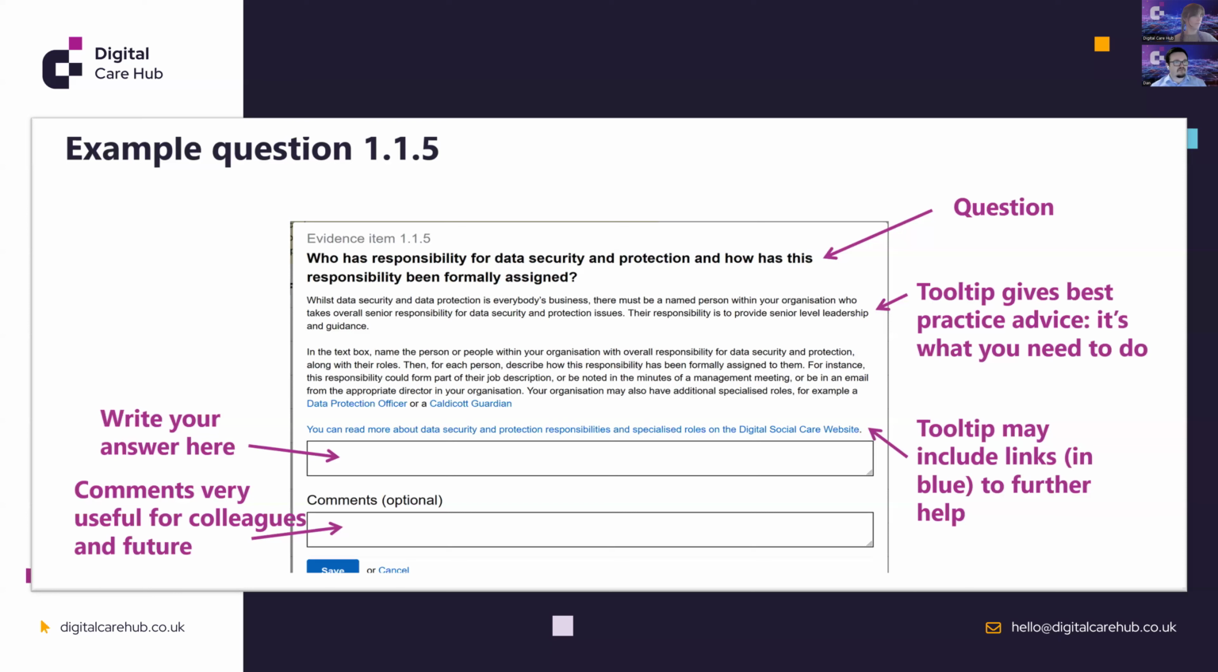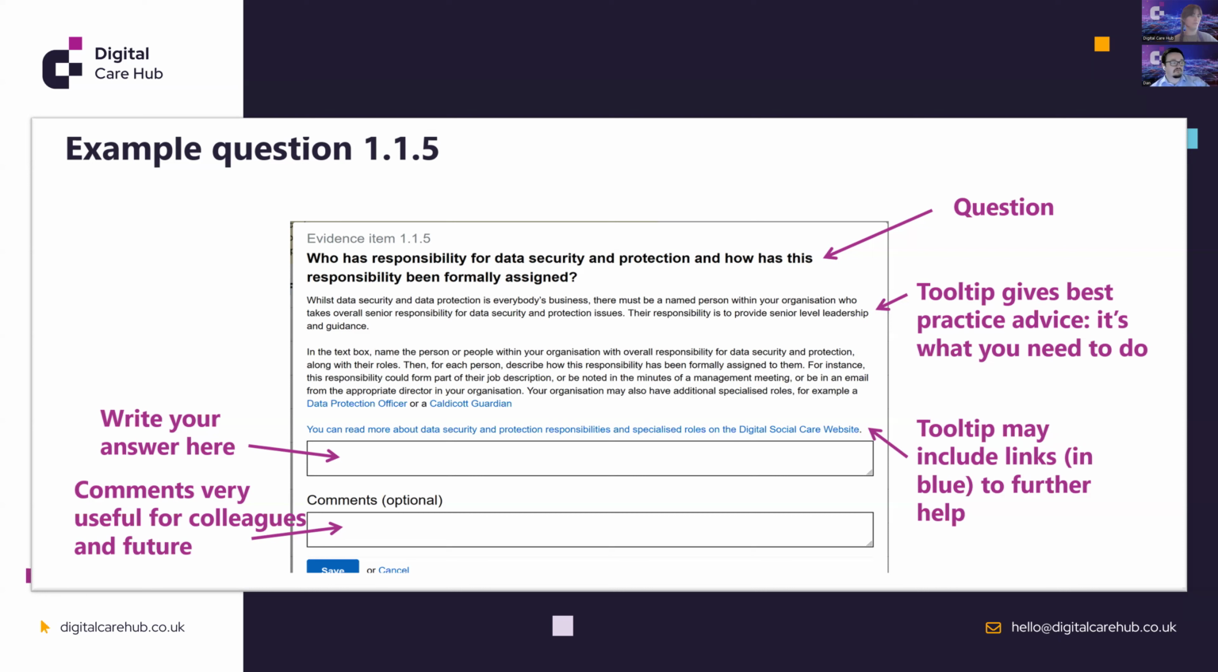Just let you process that one for a second. So there's some of the obvious stuff. There's a question at the top in bold. There's a tooltip, which is not there to trip you or trick you up. It's just there to give you the best practice advice. Here's what you should know to be able to answer this question. The top box is for you to be able to answer your question.